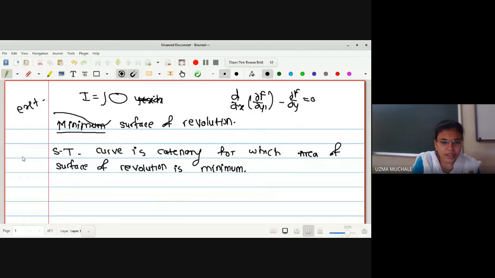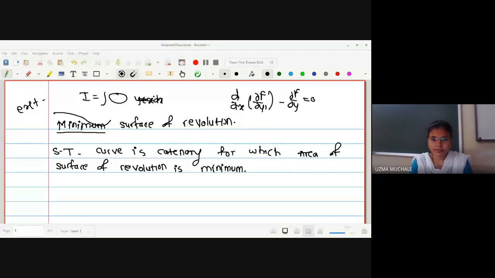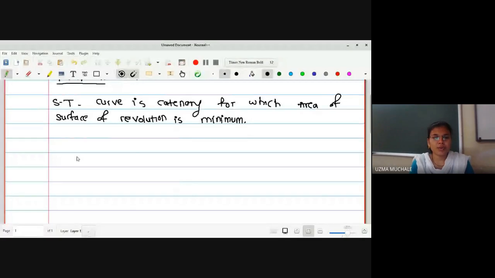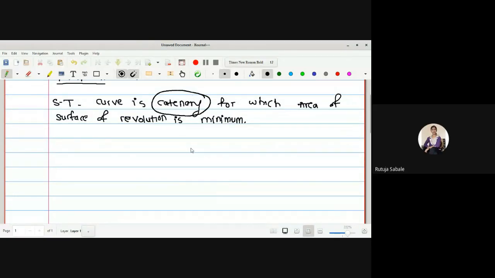Have you understood what is given to us and what we want to prove? What is given to us? Show that the curve is catenary. Do you know what a catenary is? No, ma'am.